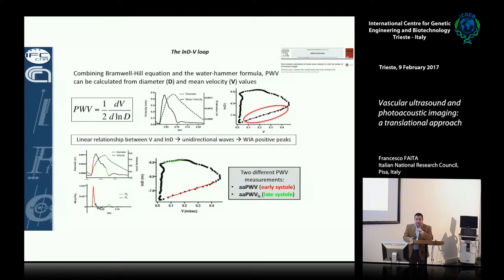From the theoretical basis, our assessment of the local pulse wave velocity is based on the combination of the Bramwell-Hill and the Waterhammer equations. Using this equation, you can evaluate the local pulse wave velocity using measurements of diameter and mean flow velocity. Simply using the loop, I mean the plot between velocity and natural logarithm of the diameter, which is this equation. So we evaluate diameter, blood flow, and we obtain the plot.